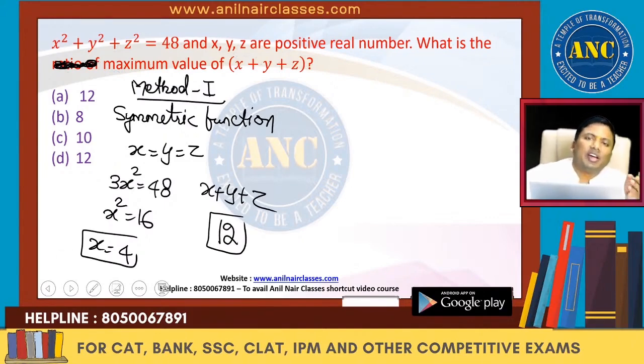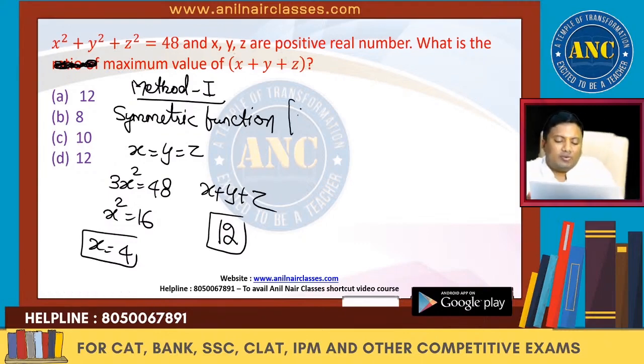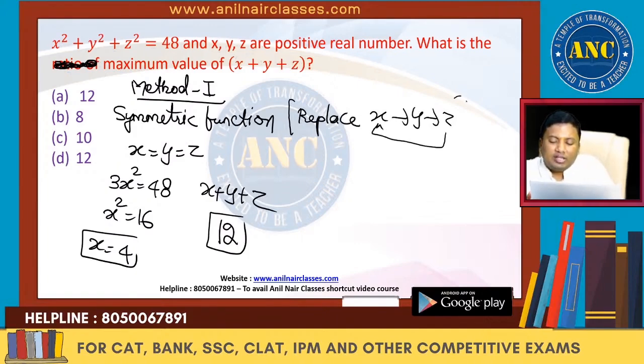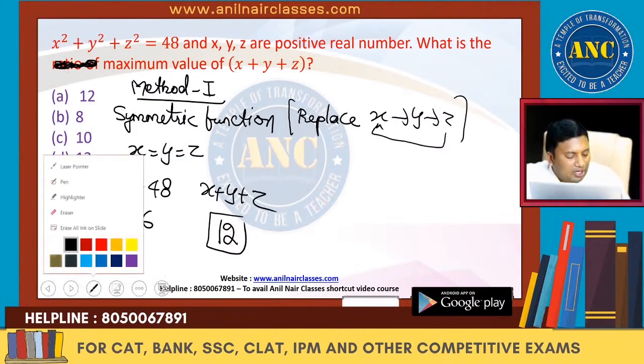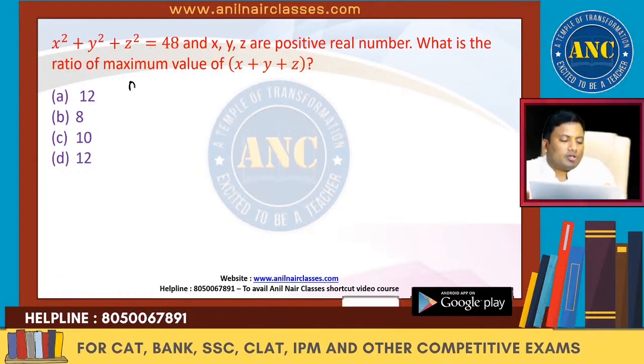Even if I replace x with y, y with z, z with x, the equation does not change. So x plus y plus z is 12. This is method 1.